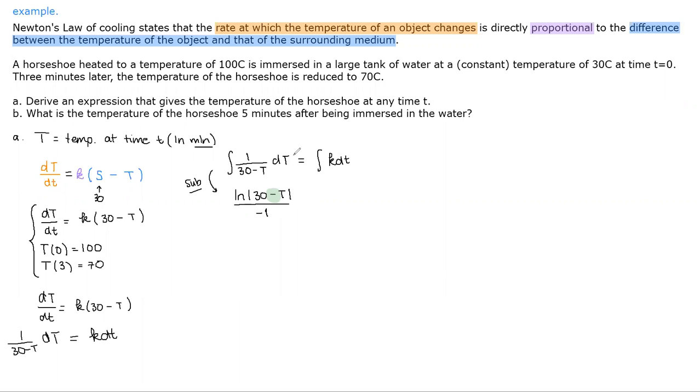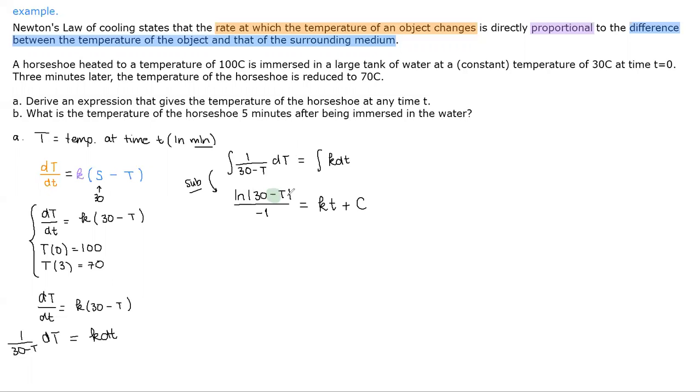I could also add a constant over here, but because I'm going to add a constant on the right-hand side, there's no point in adding a constant on each of the sides, because eventually I'm going to end up combining those two constants anyway. So I'm just going to add the constant of integration to the right-hand side, and I'm going to get that that's k times t plus some constant c. Okay, so now I have integrated both sides. This was not too difficult.